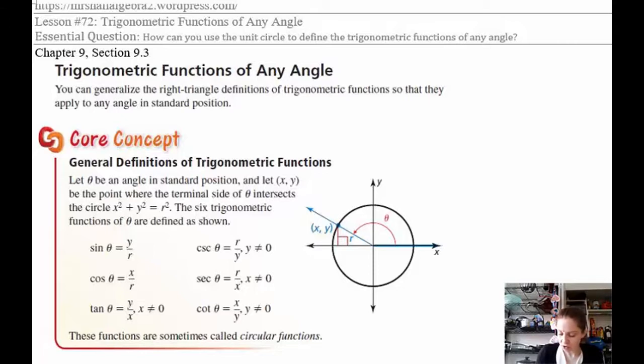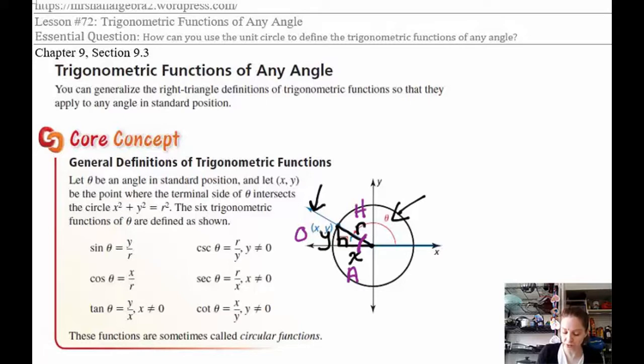Okay, so you'll see we have theta, then we have its terminal side, and we find the point (x, y) where the terminal side intersects x squared plus y squared equals r squared. And then we make this right triangle. The radius is r. Then we have x and y. And this is our reference angle that we'll be going from. And so we can label the three sides as the hypotenuse, the opposite, and the adjacent.